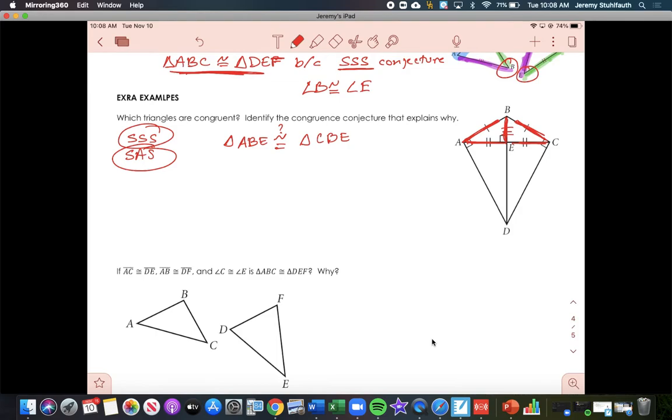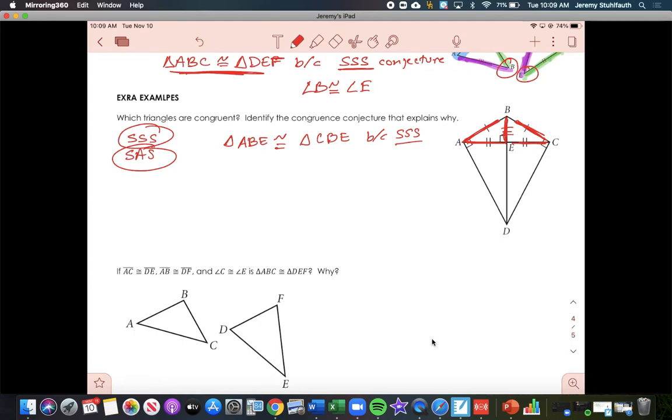So we can say that triangle ABE and triangle CBE are congruent because of the side, side, side conjecture. Okay, so yes, they are congruent. We can get rid of that question mark. It's no longer a question. The side, side, side conjecture says they are congruent.